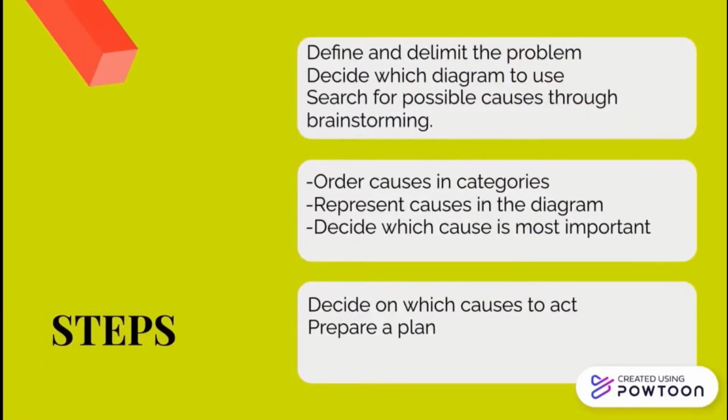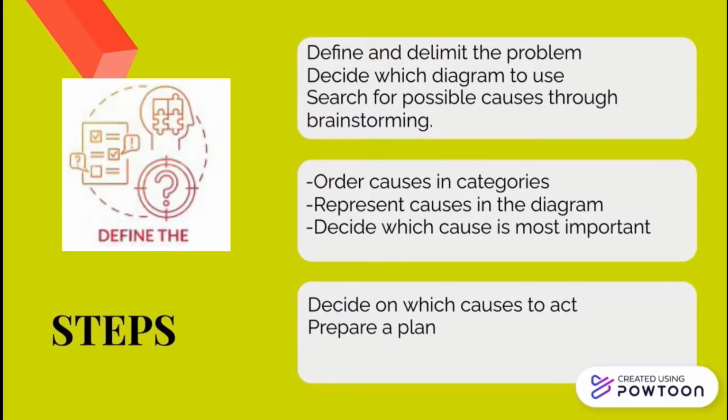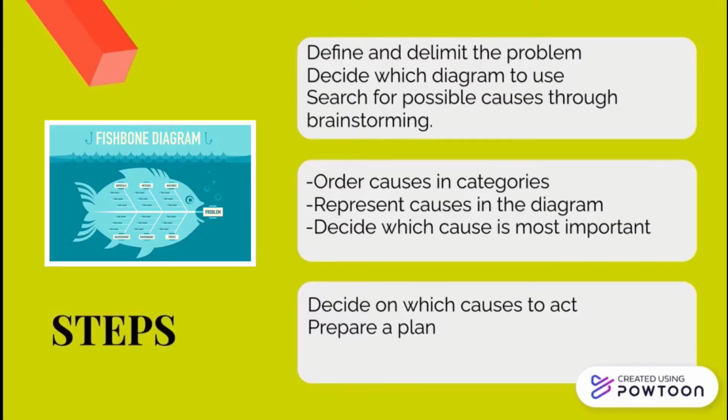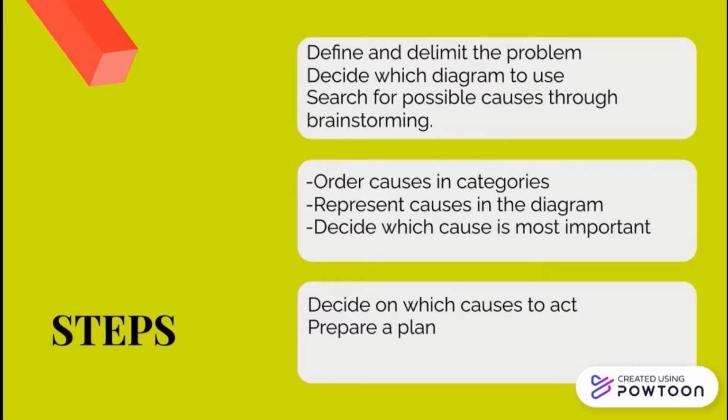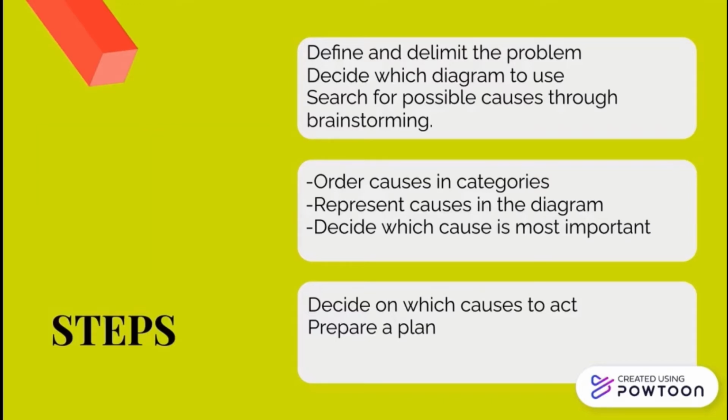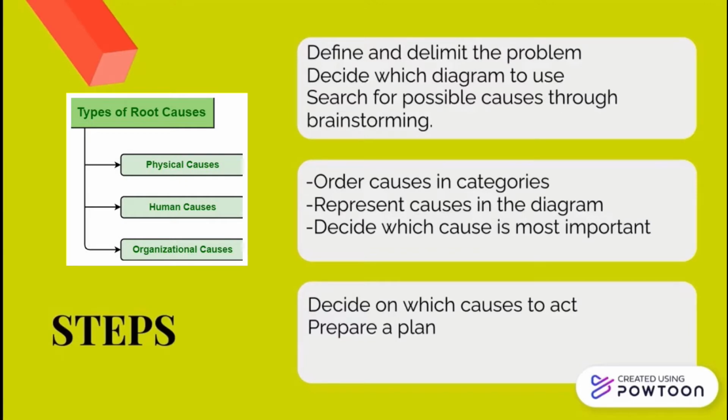And finally, we can find the most common steps to elaborate a diagram of cause and effect. Step 1 is define and delimit the problem. Step 2 is decide which diagram to use. Number 3 is search for possible causes through brainstorming. Number 4 is order causes in categories.